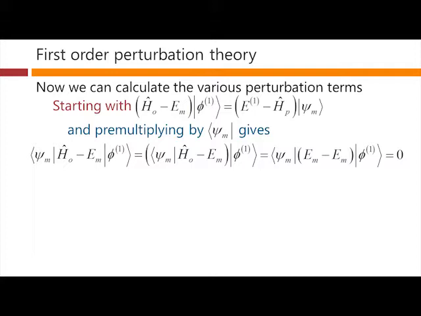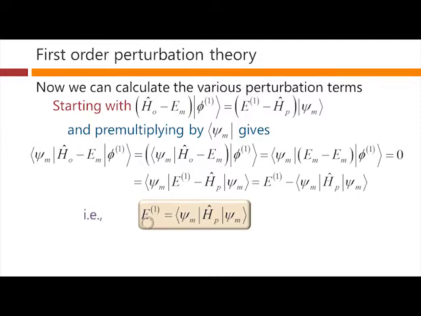Now let's look at what happens as a result of this pre-multiplication on the right-hand side of the equation. Well, in that case, we've got psi m times E1 minus the perturbing Hamiltonian times psi m. Well, psi m E1 psi m is just E1 times psi m psi m, which of course gives us 1. So that's just E1. And then we've got minus psi m HP psi m. So that's this here. In other words, equating this to 0 and moving things around, we have E1 is equal to psi m HP psi m.